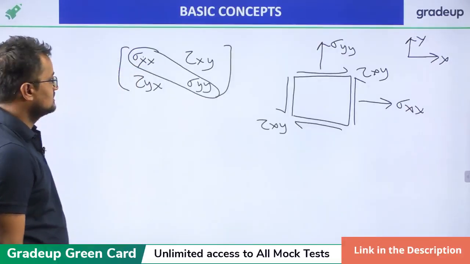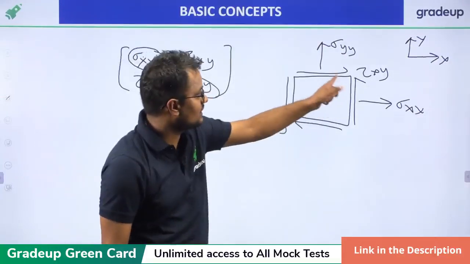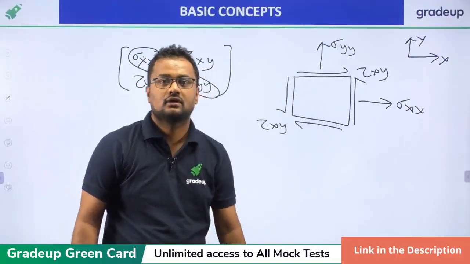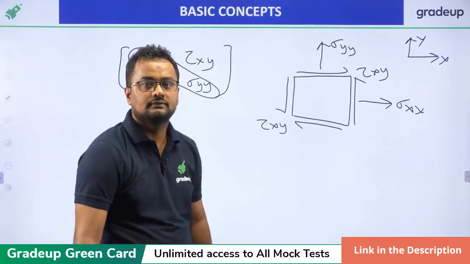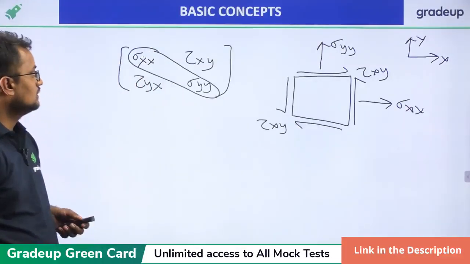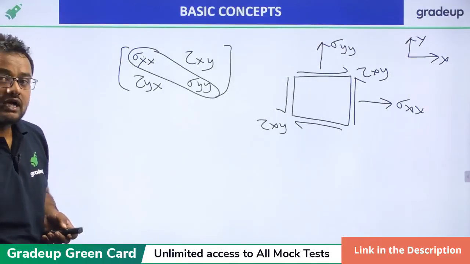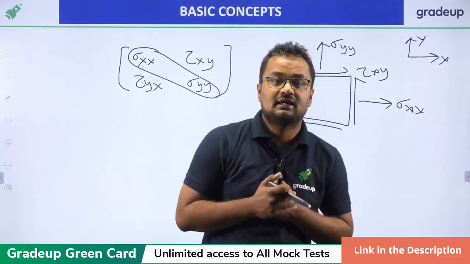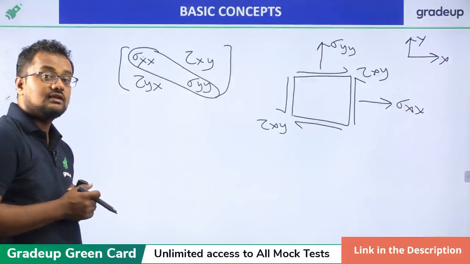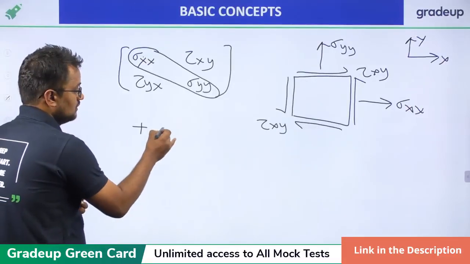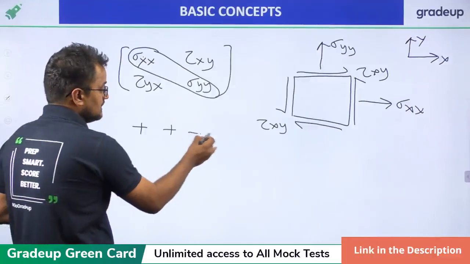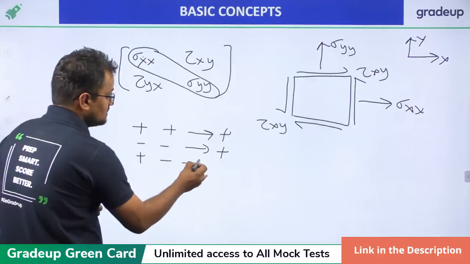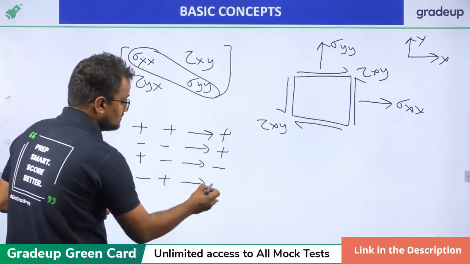Okay, these are the stresses. This you can say as tau xy, this you can say as tau yx, both are the same. We have done the derivation earlier. Now, if I want to know the sign convention of these stresses, then always remember this thing that you have been doing from your childhood. Plus plus is plus, minus minus is plus, plus minus is minus, and minus plus is minus.